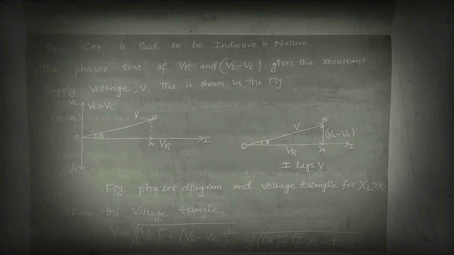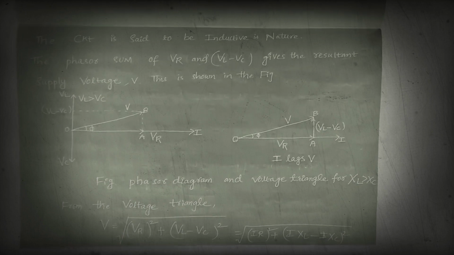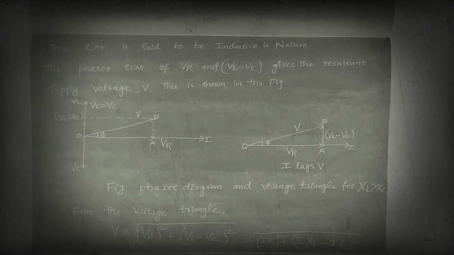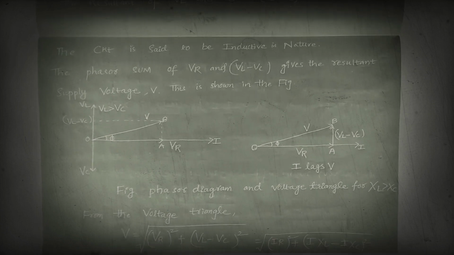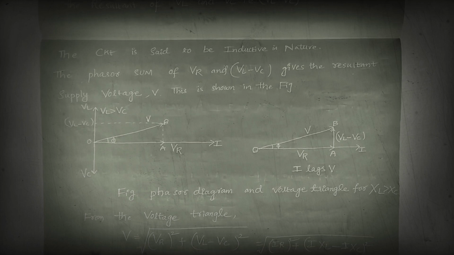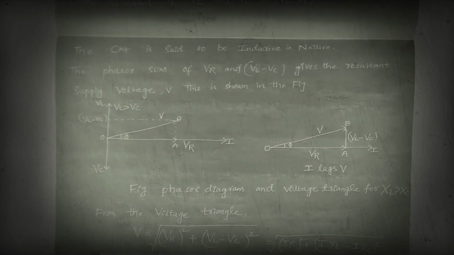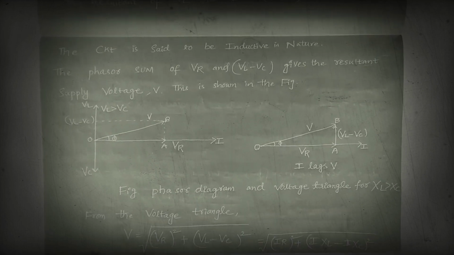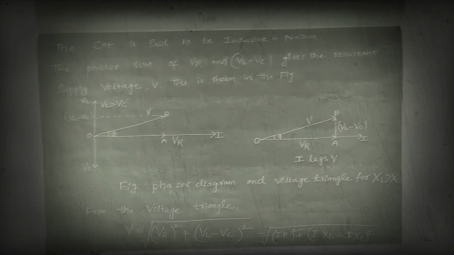Next, the voltage triangle for XL greater than XC. Once you observe the voltage triangle, here also the voltage drop across the resistor, VR, is in phase with the current I, and the total voltage is represented by capital V, and the opposite voltage is given by VL minus VC.